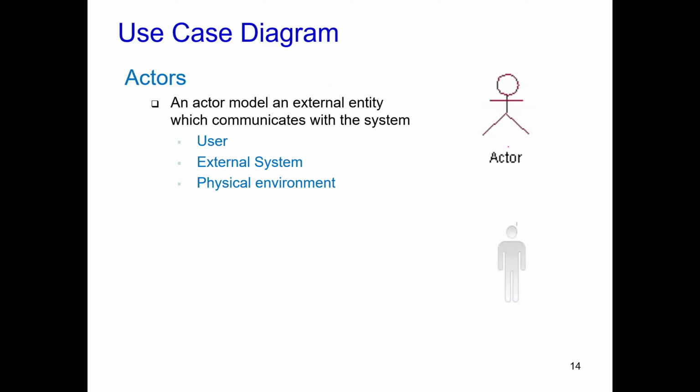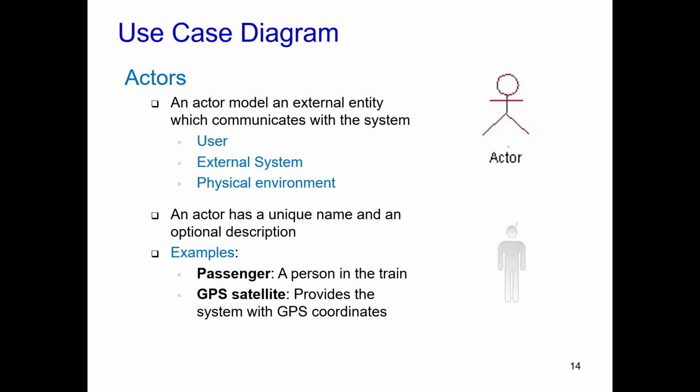An actor models an external entity which communicates with the system. This is not necessarily a person. For example, if you're representing an HVAC system, that could be the AC and the heater. Still, an actor is interacting with the overall HVAC system. Or it could be a person, another system, a physical environment, anything that could interact with your system. An actor has a unique name and an optional description. For example, a passenger or a GPS satellite could be actors for your system.